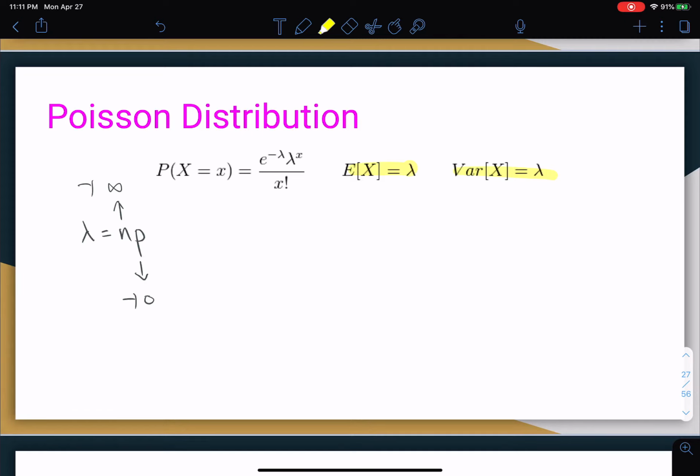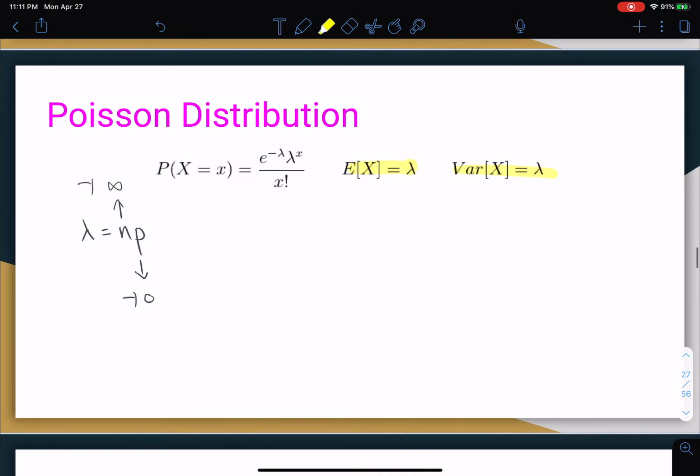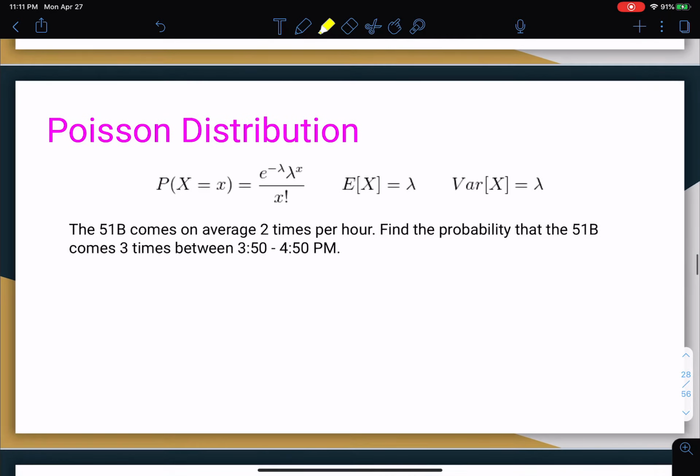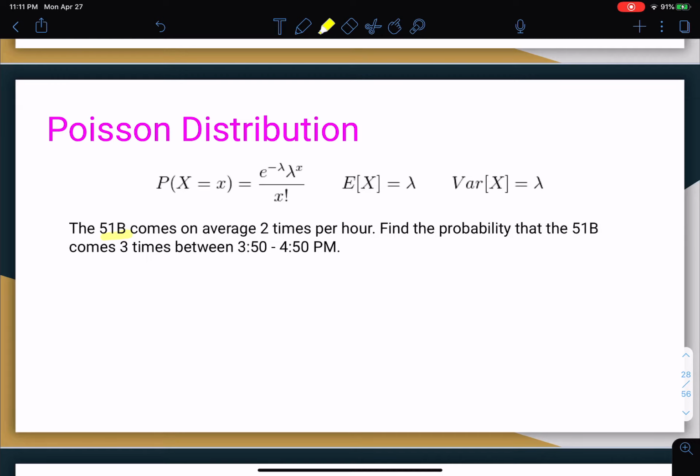But for Poisson, it's very hard to give an interpretation in terms of coin flipping, because you don't have a coin that flips heads with a probability of 0. Instead, what we usually go for are things like the bus arriving at a bus stop, or something like a reaction happening between two atoms. So what's the probability that these two particles collide? That's where we usually use Poisson. So let's say 50 on B comes an average 2 times per hour. I'm going to give a real life example just for this one. Find the probability that 50 on B comes 3 times between 350 and 450. So there'll be an example of using a Poisson distribution.